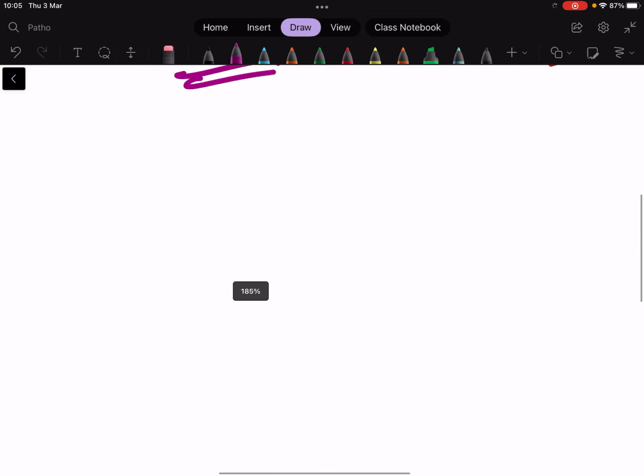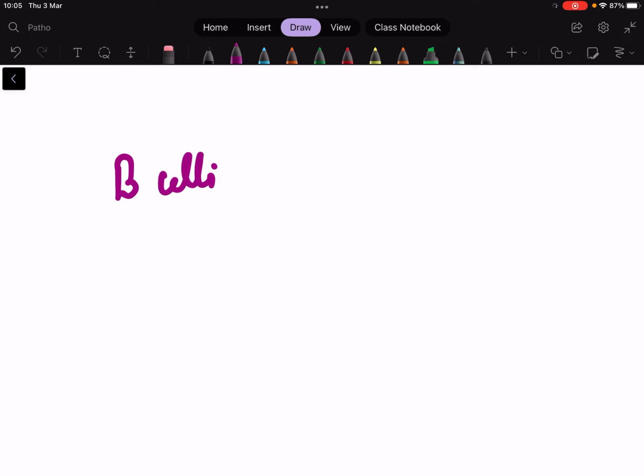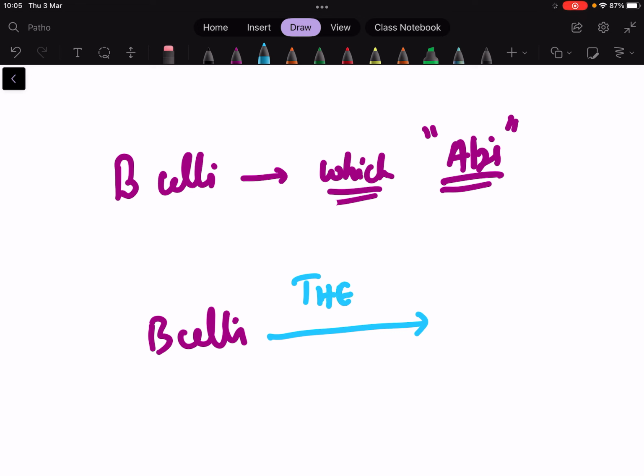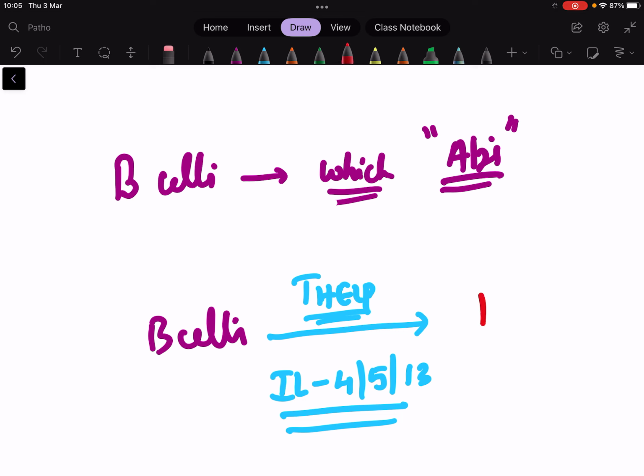First of all, I would like to tell you that B cells are the only cells which are capable of producing antibodies. Basically, B cells in the presence of T helper cells, which will produce some interleukins such as interleukin 4, interleukin 5 and interleukin 13, will get converted into what are called plasma cells.